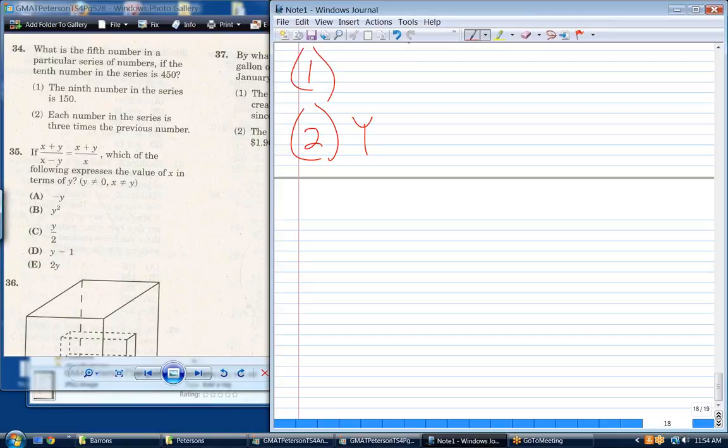I would say no, just because you don't know what kind of series it is. For number 2, this tells you it's a geometric series.